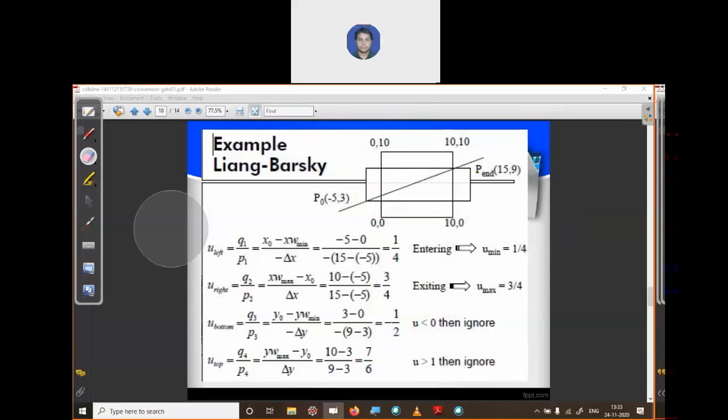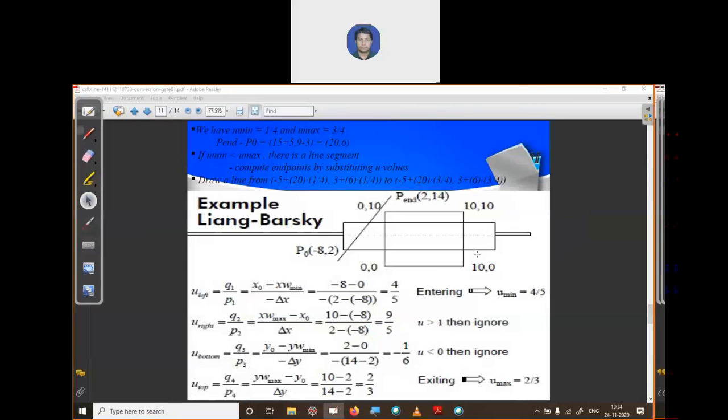So let's see one more simple example. If this is clear, then the next example will be easily clear. In this example, we have been given our rectangular area, the clip window.